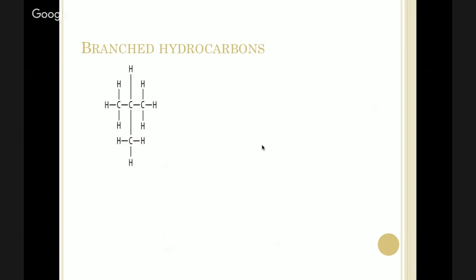So here's another example of a branched hydrocarbon. In this one, you can see that there are 3 carbons in a row, so it's prop. They're single bonded, so ane. And then there's a little methyl group hanging down. So on the second carbon, 2-methylpropane.